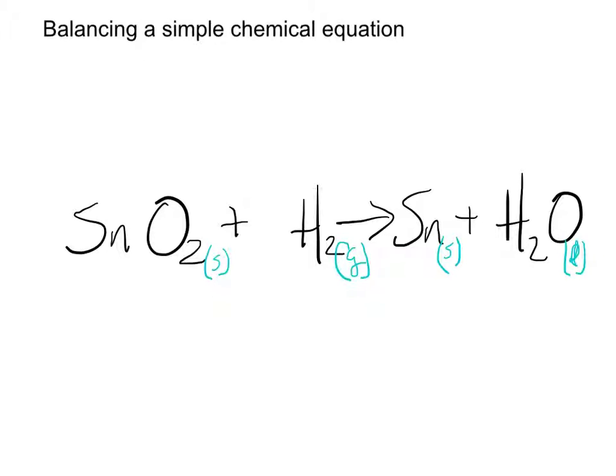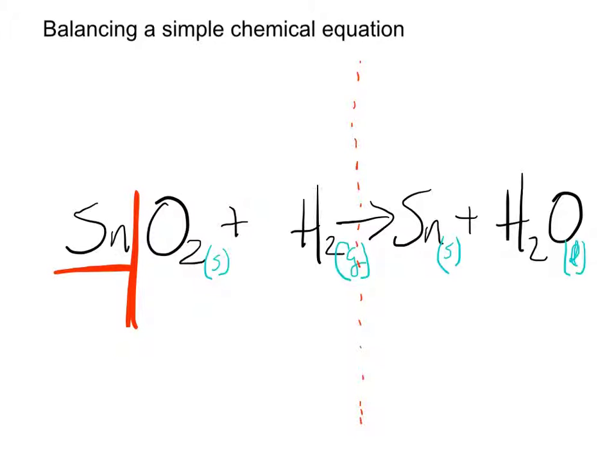Alright, so now we need to balance this out. And in order to do that, we need to look at it one element at a time. Imagine that there's an imaginary line down the center of the reaction right through that arrow, and the amount of each element needs to be equal on the left side and the right side. So let's start with tin on the left.